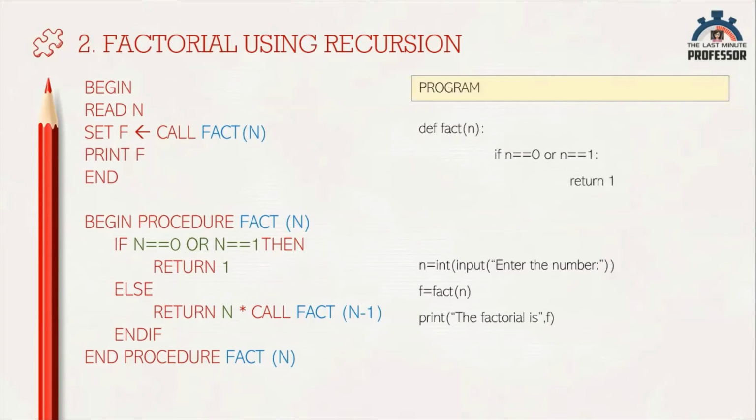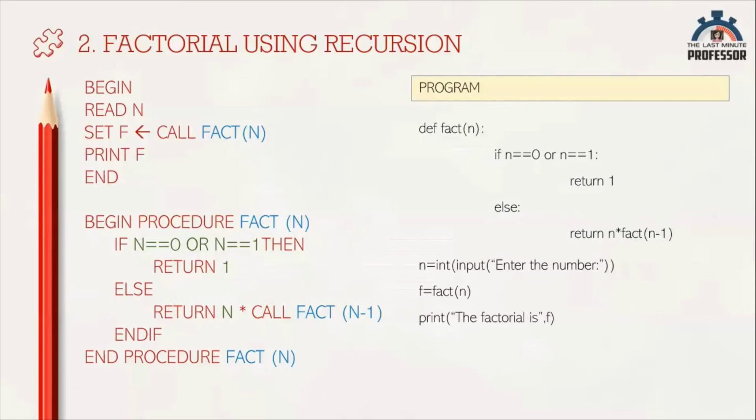Okay. So now, what to do if n value is not 0 and not 1? In that case, the else part will get executed. So else is a keyword followed by a colon. So if that condition is true, what must be done? Return n into factorial of n minus 1.